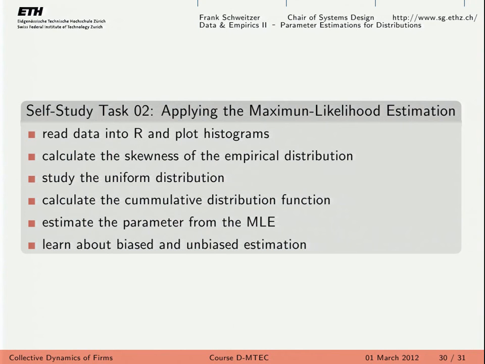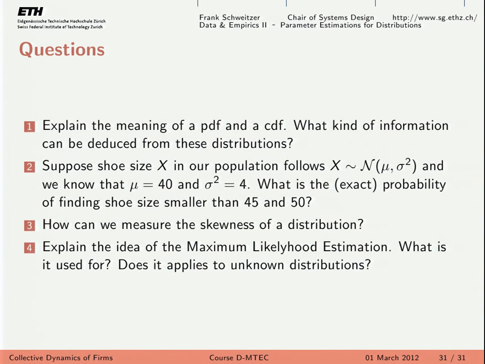Okay. And these are the questions that you please answer to recapitulate the content of this lecture here. So you have to understand the difference between the probability distribution function and the cumulative distribution function. That's the first thing. And then you have to calculate exactly the way I described in the lecture to find the probability of given firm size 45 and 50 here.